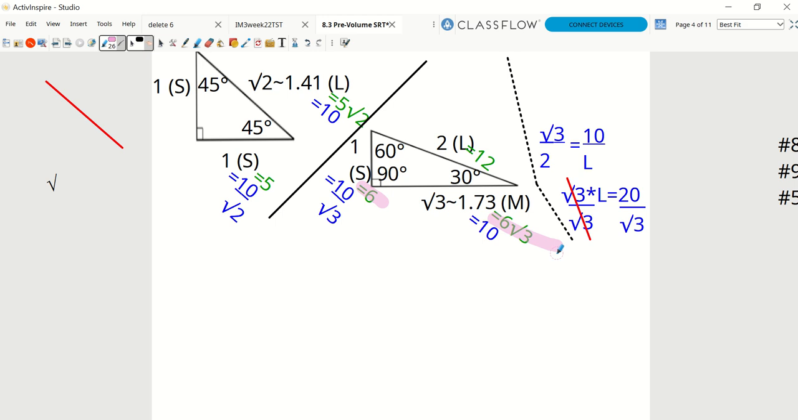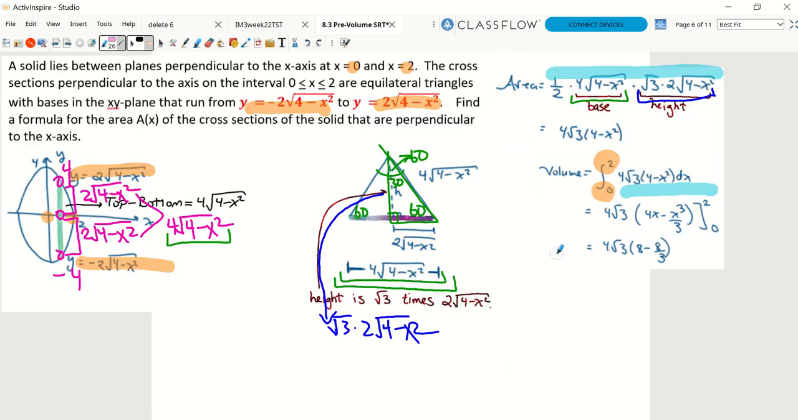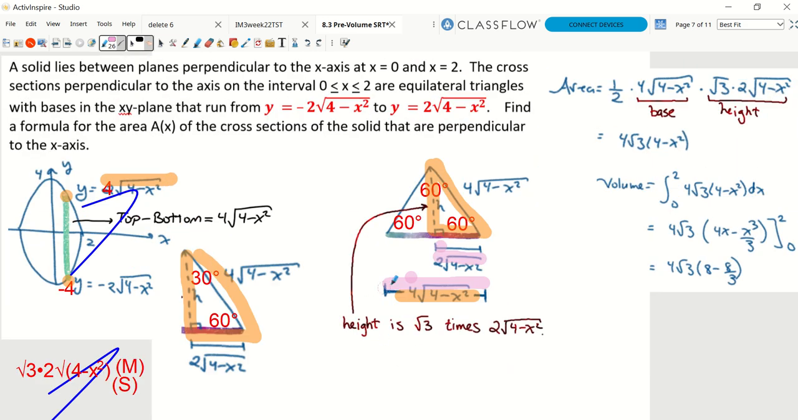Multiply by root 3, okay? So I'm going to take this, right here, let me go blue here. I'm going to take that, and to get this, because this is the small side, to get the medium side over here, I'm going to multiply this by root 3. Okay, I'm going to multiply that by root 3.